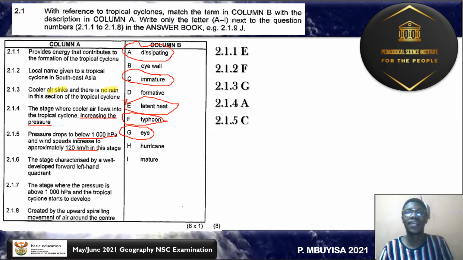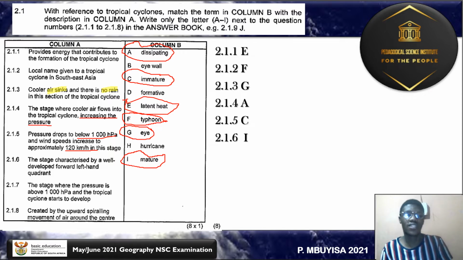Remember we said in the mature stage we usually have winds extending up to 300 kilometers per hour, so 120 kilometers per hour is just slightly lower. That's in the immature stage. And then 2.1.6, the stage characterized by a well-developed forward left quadrant, is our mature stage. Remember, quadrants are also called vortexes, your first and second vortex. 2.1.6 is I, the mature stage.